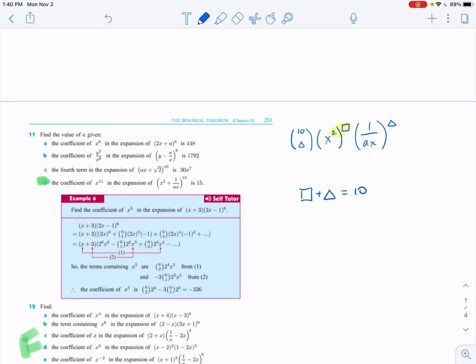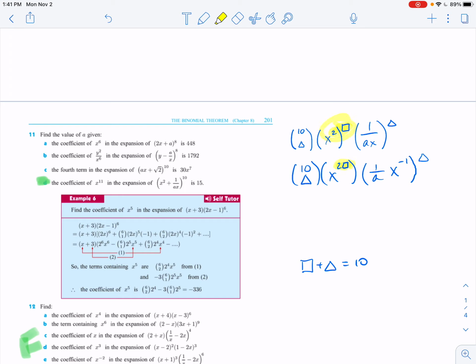This could be rewritten as 10 choose triangle, x to the 2 box, and then this becomes 1 over a times x to the negative 1, and all of this is getting raised to the triangle. I don't always write that step, but I want to make sure that you see what's happening here. In this one, we have 2 box that came from here, and then I have a negative 1 to the triangle, which gives me a negative triangle.